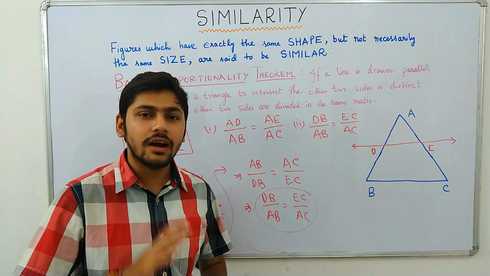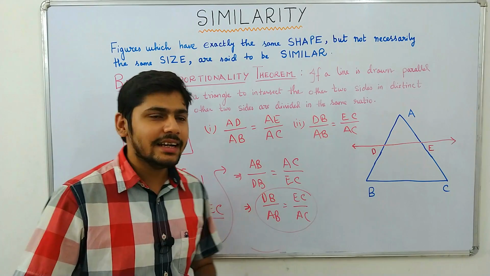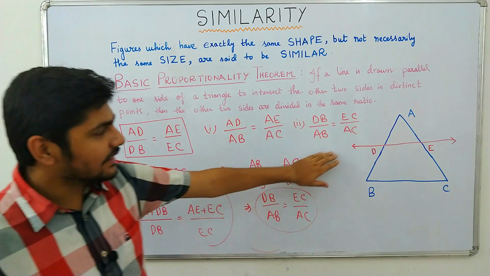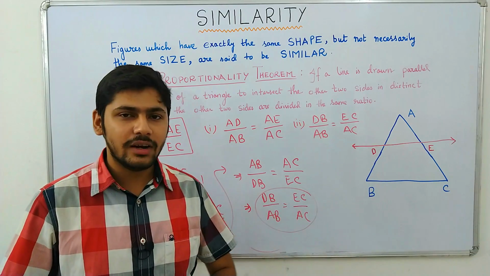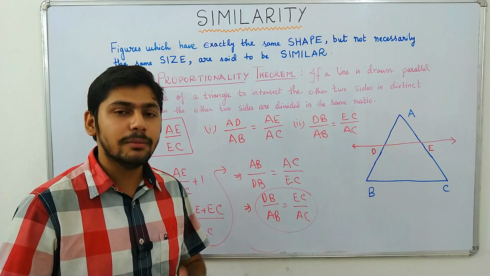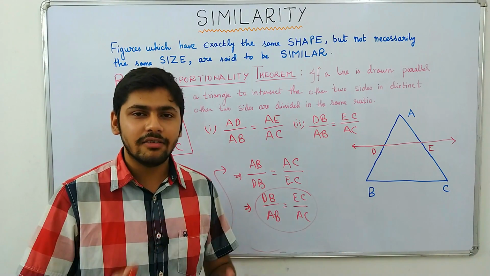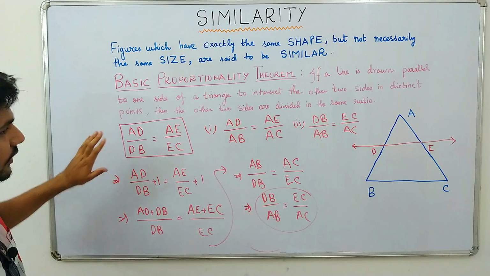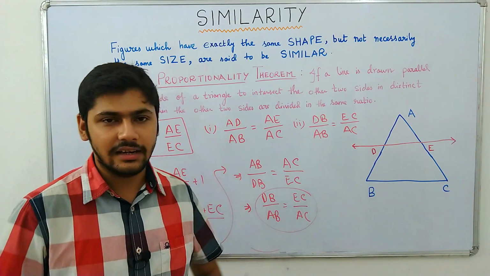Also, you need to know the converse of basic proportionality theorem. What does it state? It states, if this is true, that means if a line segment divides two sides of a triangle in equal ratio, then the line segment will be parallel to the other side. It is simply the converse, that means the ulta. If this is true, then the line segment will be parallel to the other side.